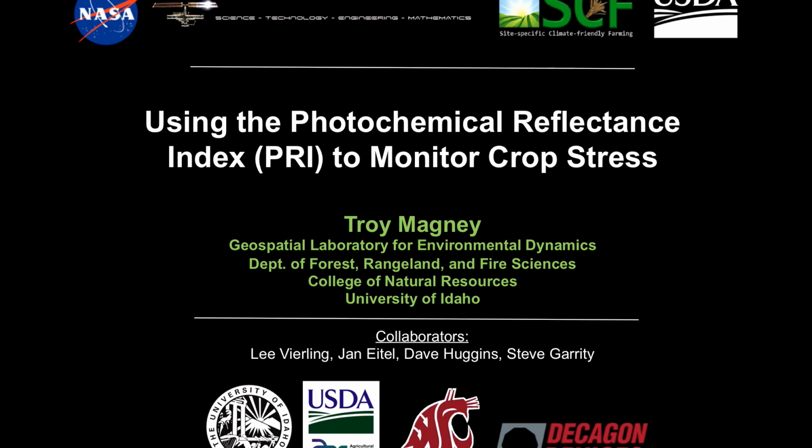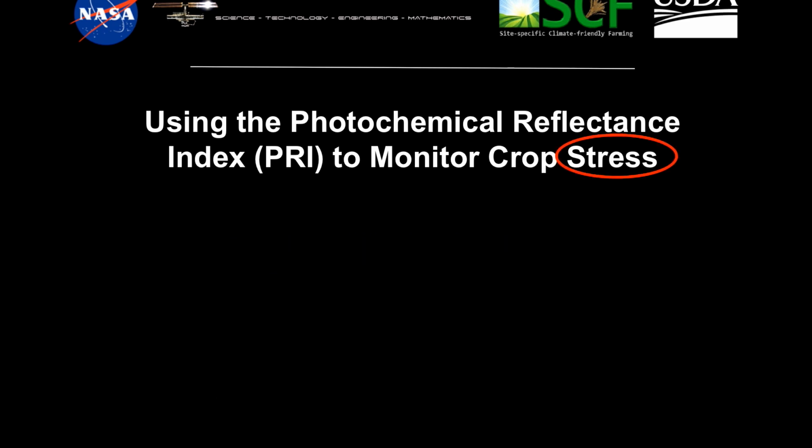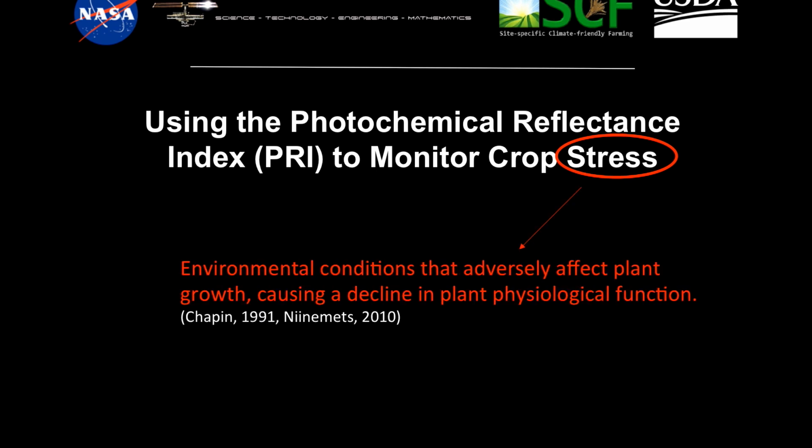So let's get started. The word stress is a bit of an ambiguous term, so I just want to define it off the bat, just to let you know where we're coming from. In this work, we're defining it as environmental conditions that adversely affect plant growth, causing a decline in plant physiological function.